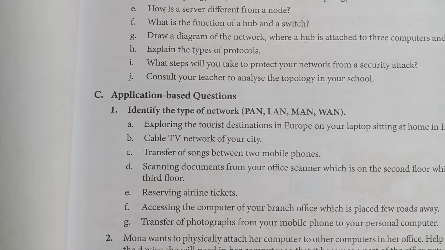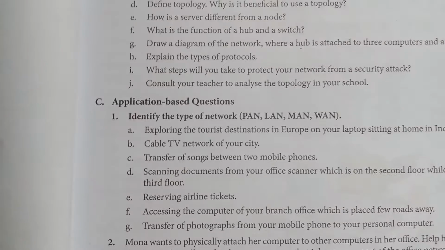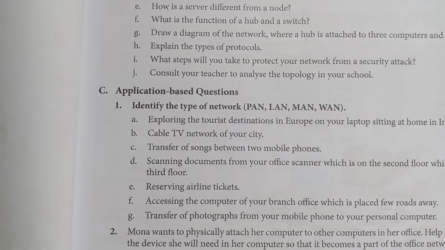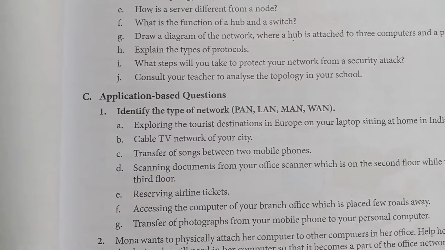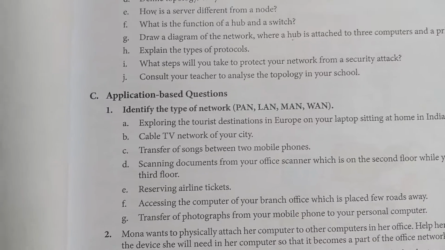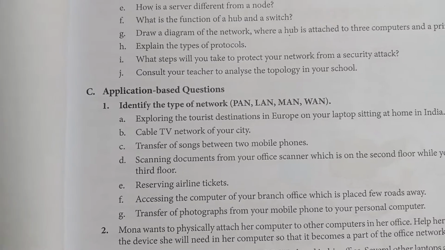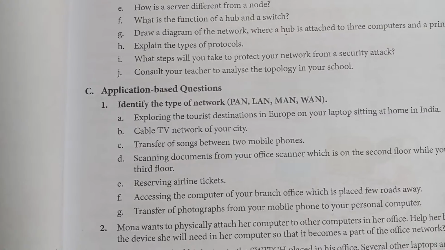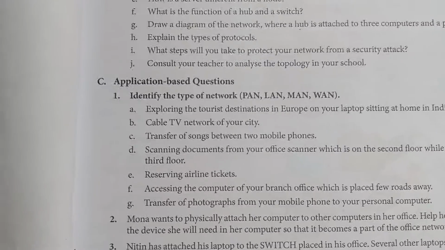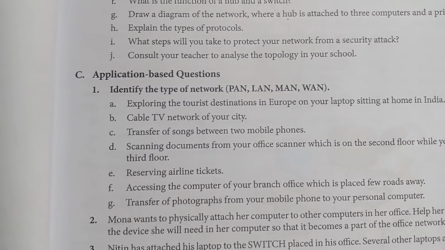PAN is a network where 2 or 3 computers are connected with each other. They are a personal area network. When we are creating a network in one room, or between 2 rooms, it is called a PAN. If we connect all the computers in one node, it's called a PAN area.